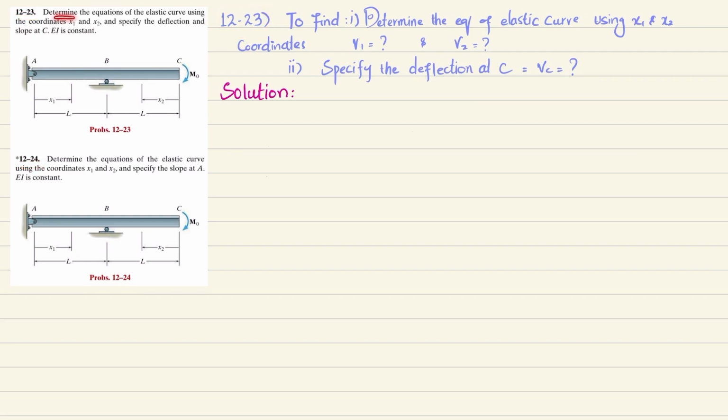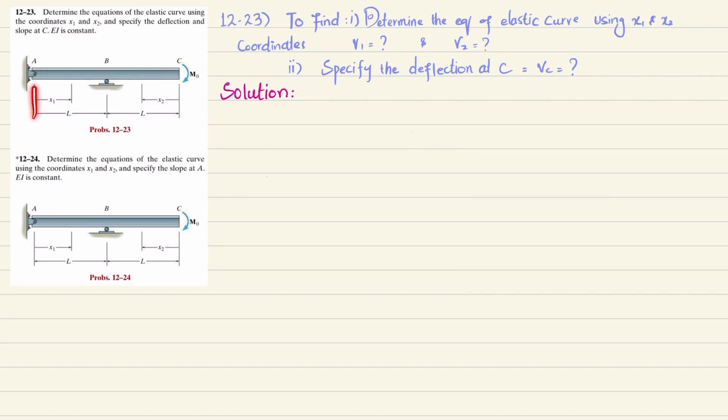The statement of the problem is: determine the equation of the elastic curve using the coordinates x1 and x2. Specify the deflection at point C. EI is constant. You can see this is beam AC, where at point C we have an external moment that is clockwise, at point B you have a roller support, and at point A you have a pin support.